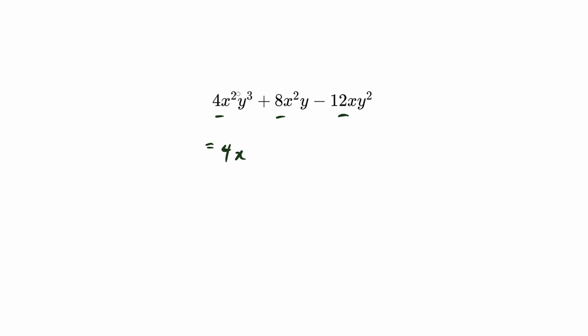This x to the 1 fits into all three terms. As for y, we also have y to the 1 here that fits into all three terms. So here's our common factor, 4xy, times what? Times xy squared becomes the first term, plus 2x becomes the second term, and finally minus 3y becomes the third term. So this is simply a GCF question.